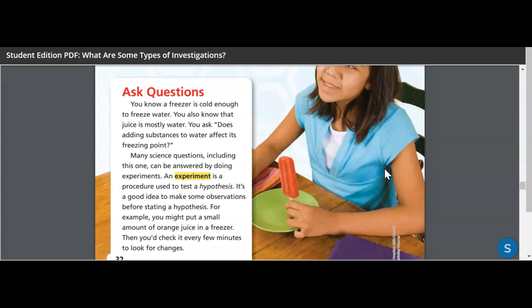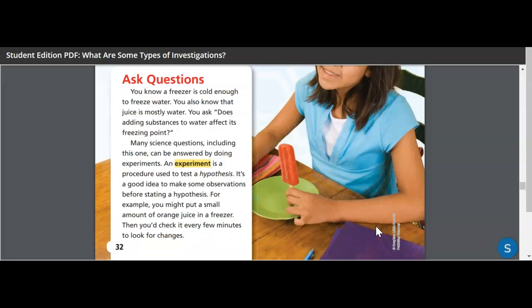So you know a freezer pop is cold enough to freeze water. You know a freezer is cold enough to freeze water. You also know that juice is mostly water. You ask, does adding substances to water affect its freezing point? Many science questions, including this one, can be answered by doing experiments. An experiment is a procedure used to test a hypothesis, so a prediction. It's a good idea to make some observations before starting a hypothesis. For example, you might put a small amount of orange juice in the freezer. Then you check it every few minutes to look for changes.